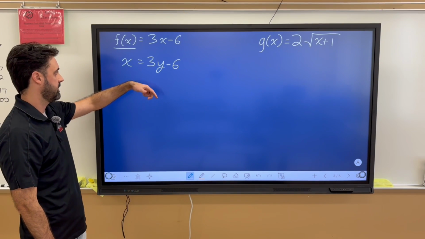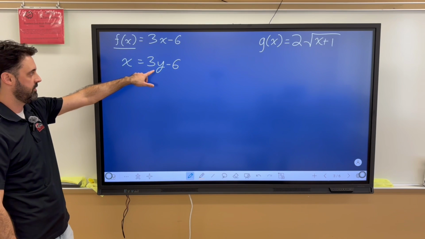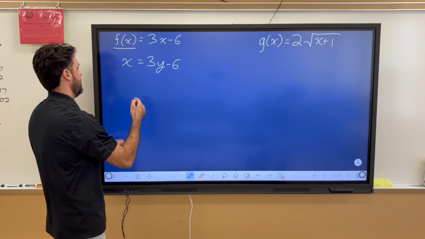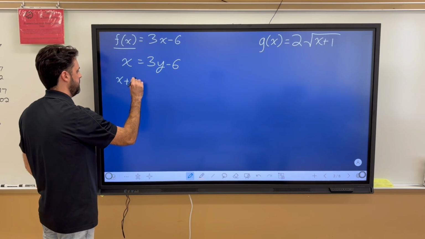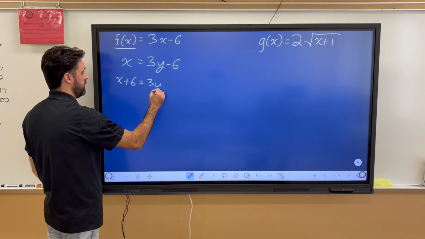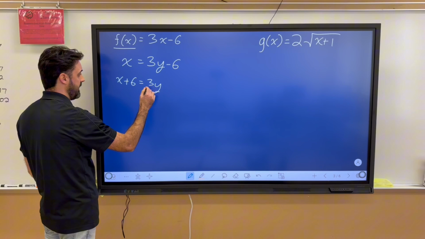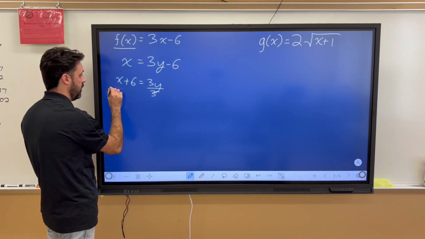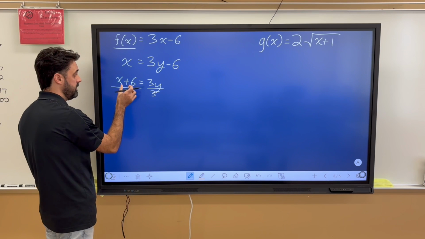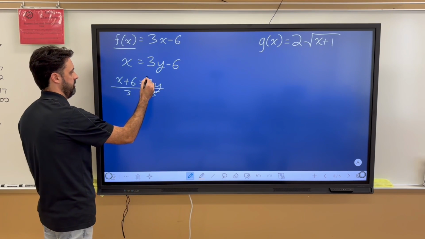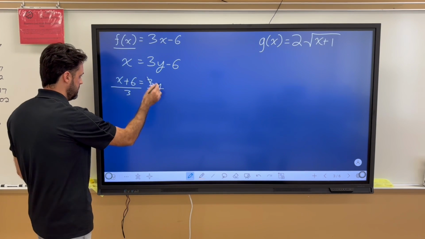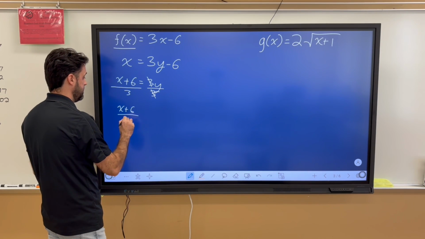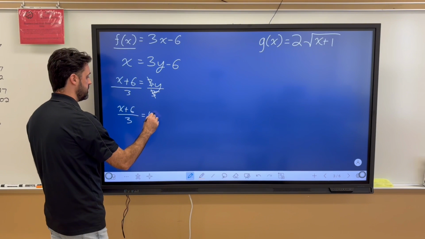And so just like you would have done in Algebra 1 when you were solving for x, now we're just going to solve for y. And so we're going to do that by adding 6 to both sides. And then to get rid of the multiplying by 3, we're going to divide by 3. And you could divide the whole right-hand side all by 3, or you could divide them individually, both by 3. You get the same thing. And those 3's are going to cancel. So that gives us x plus 6 over 3 equals y.